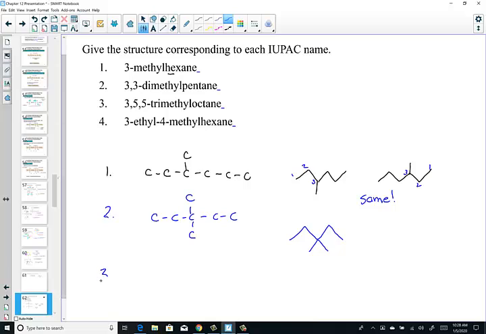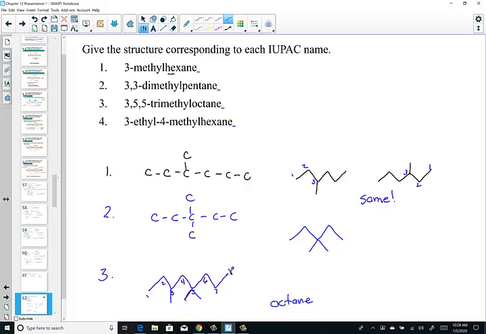Number 3, 3,5,5 trimethyl octane. So I'm going to just draw 1, 2, 3, 4, 5, 6, 7, 8 carbons, which is the octane part of that root word. At carbon number 3, we have a methyl group. So I'm just going to create a line. There's a methyl. And at carbon 5 are 2 more methyls. So I'm going to put 2 more methyls down at carbon 5.